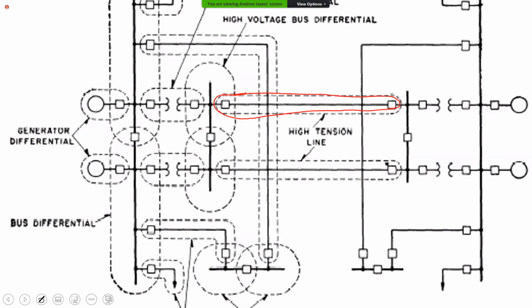Let's look at, so here's a transformer. Let me use a different color. So here's a transformer. These are the breakers associated with the transformer. So the zone is the transformer and the switch gear, but it goes through the relays that control that breaker.